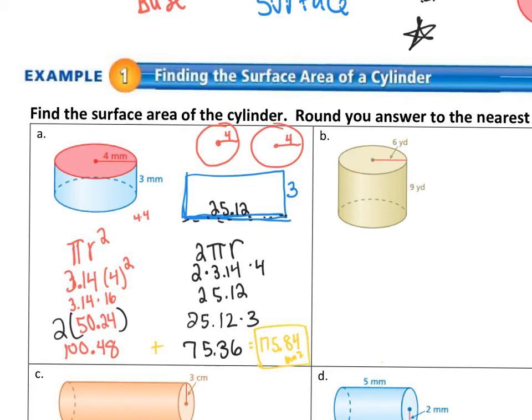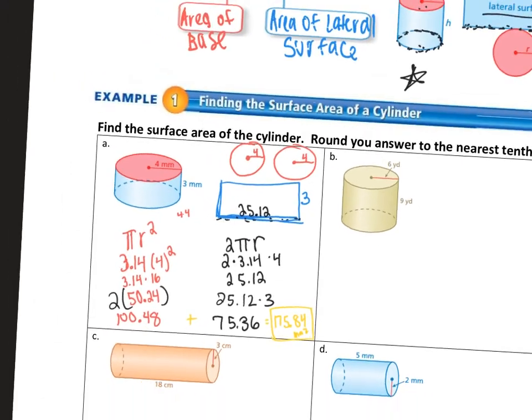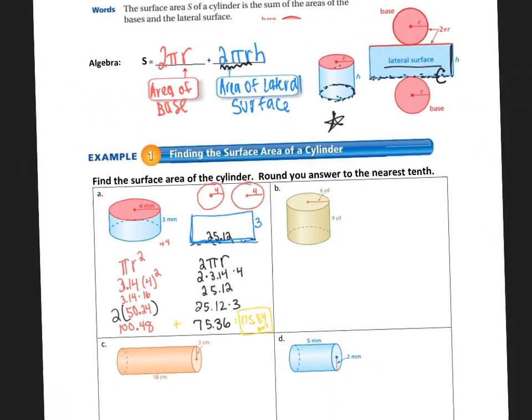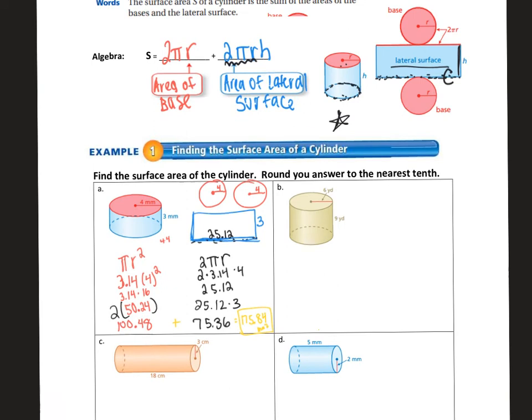Okay, so this one we kind of broke down and did it so you could visually see the different parts of the cylinder. This next one I am going to do from start to finish by just using the formula. So I'm going to write it out: 2 pi r plus 2 pi radius times the height. Then I'm just going to plug in everything I know and simplify.